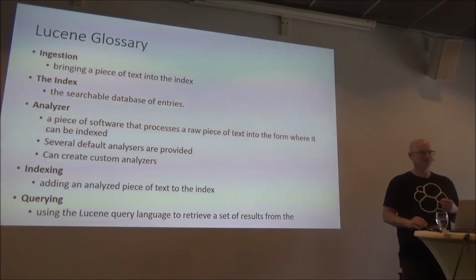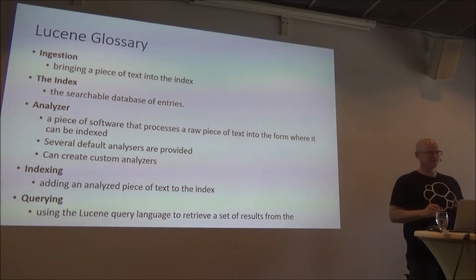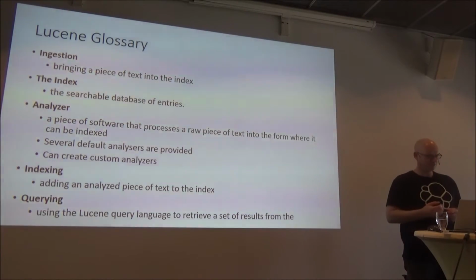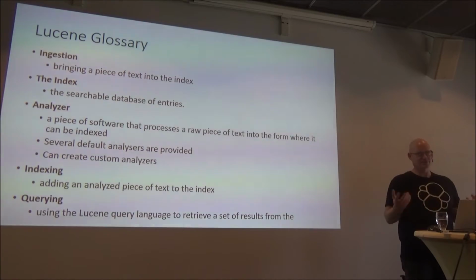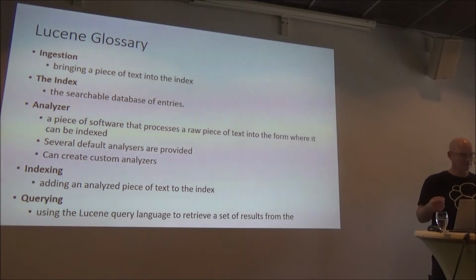So, a glossary, because it's different than a SQL database, things are a bit different. When you bring data into it, you're doing ingestion, as though you are hungry and you're eating data. The index is the database of searchable entries. Then there's the analyzer. The analyzer is the piece of code that takes the raw text and converts it into a form to be ingested. There's a default analyzer that just does full text. So you pass it a document, a file, whatever, and it will index every word. There's another variant that does stemming and gets rid of all of the pluralizations and things like that. And those are stock, but you can write your own, right?